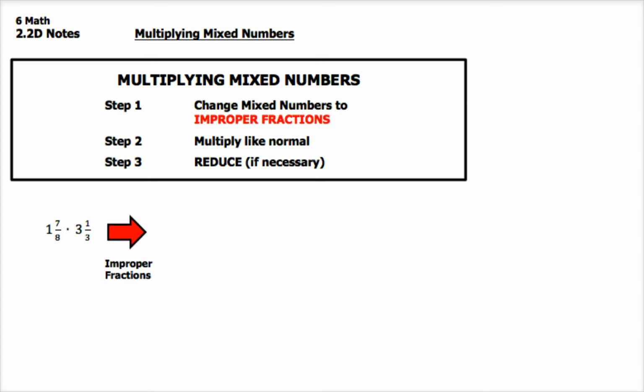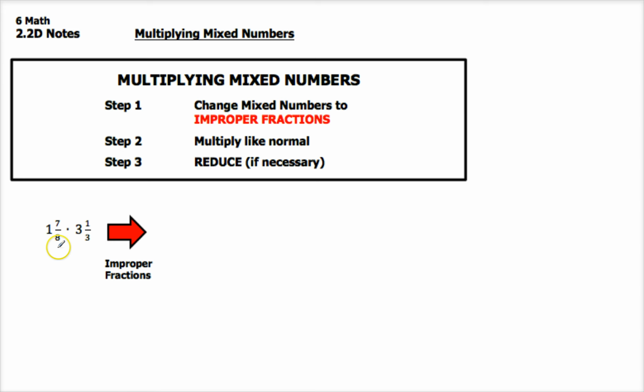So anytime you're multiplying mixed numbers together, your first step is you want to change those mixed numbers to improper fractions. Once you do that, it's just multiplication like usual. So let's look down at this example, 1 and 7/8 times 3 and 1/3. To start this one, I'm going to change each of these mixed numbers to an improper fraction.